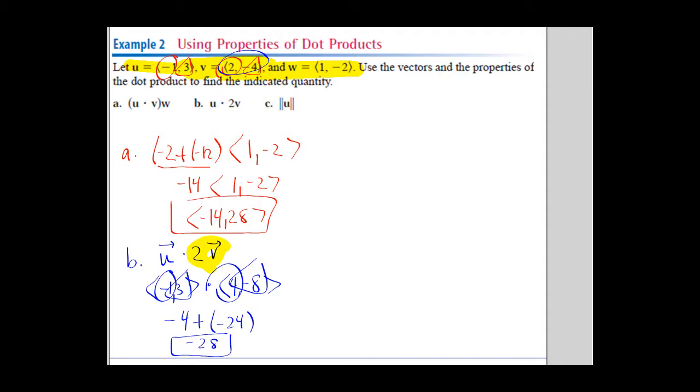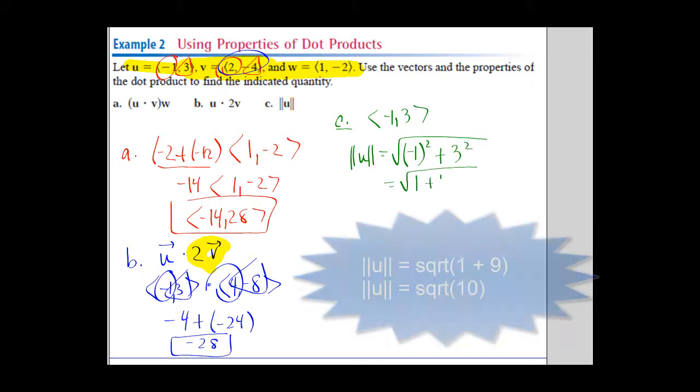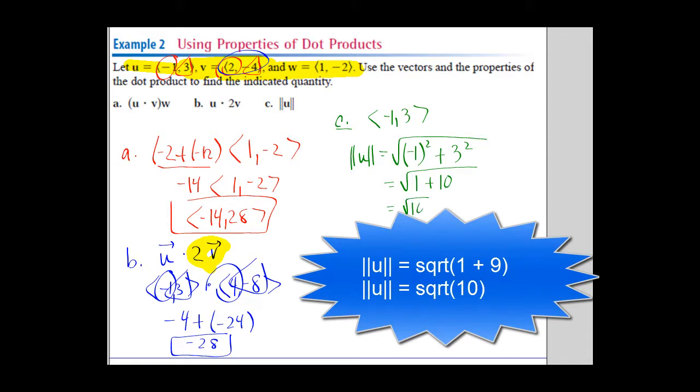And for part C, they're asking us to find the magnitude of u. So u is -1, 3. So the magnitude of u, because it's in component form, is just the horizontal component squared plus the vertical component squared. So we've got 1 plus 9, which is 10, so the square root of 10.